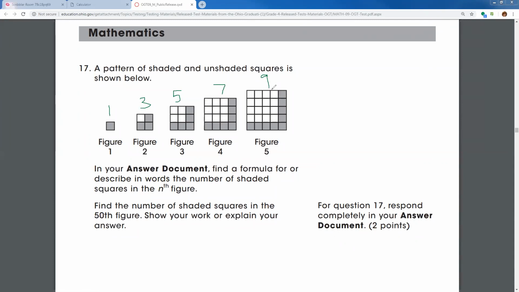So, do you know how to find a formula for this, or do you already have a way you would describe in words what the nth figure is? The nth figure is just, if you kept going, what's a very generic, general way to figure out that random figure could be any figure? Maybe it's the 40th figure, maybe it's the 57th.